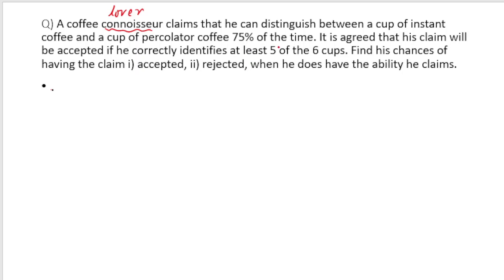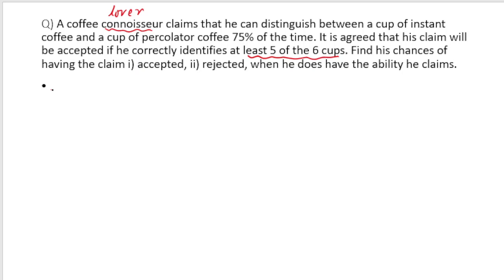So basically there are two kinds of coffee, and someone who is very fond of coffee is making a claim that he can distinguish, meaning if you blindfold him and give him a cup of coffee, he can tell 75% of the time correctly whether it is an instant coffee or a percolator coffee. It is agreed that his claim will be accepted if he correctly identifies at least 5 of the 6 cups. Now consider this situation, like one of your friends is claiming that he is very fond of coffee and he can distinguish between instant or percolator coffee 75% of the time.